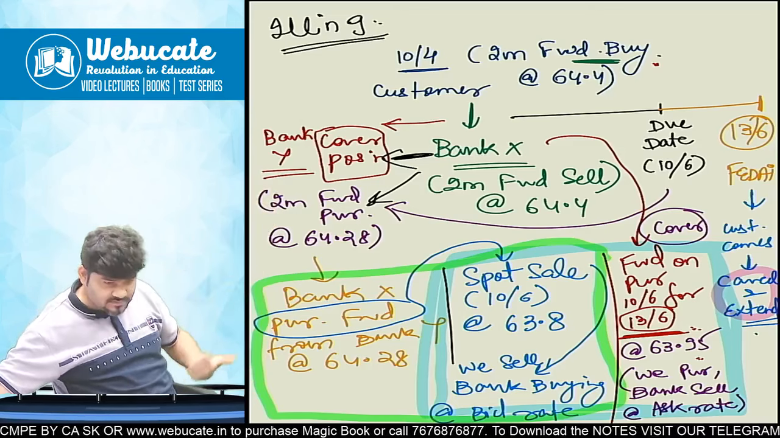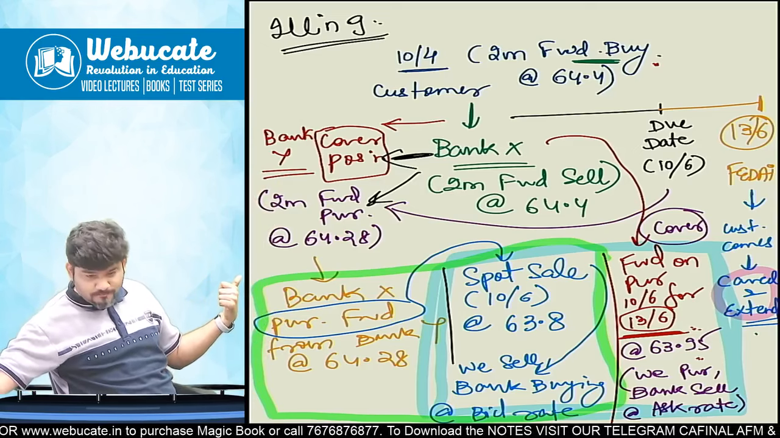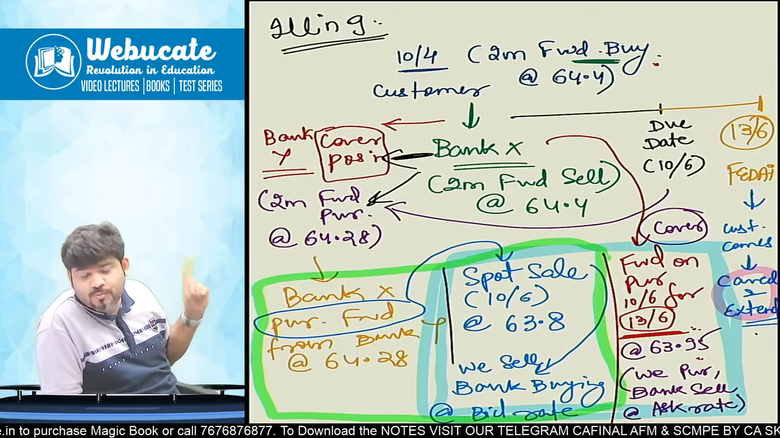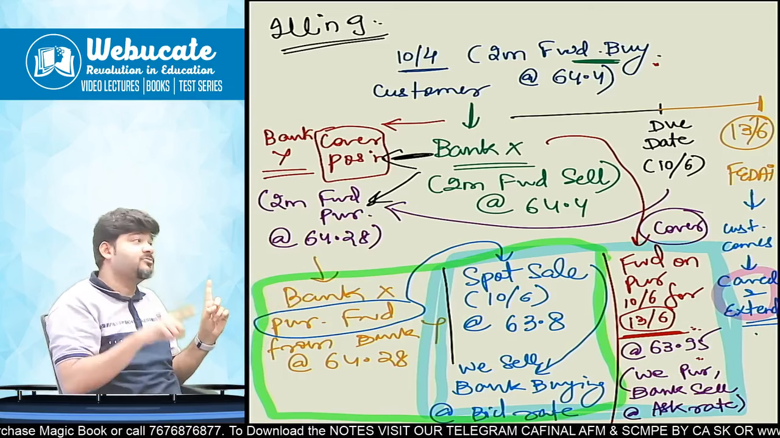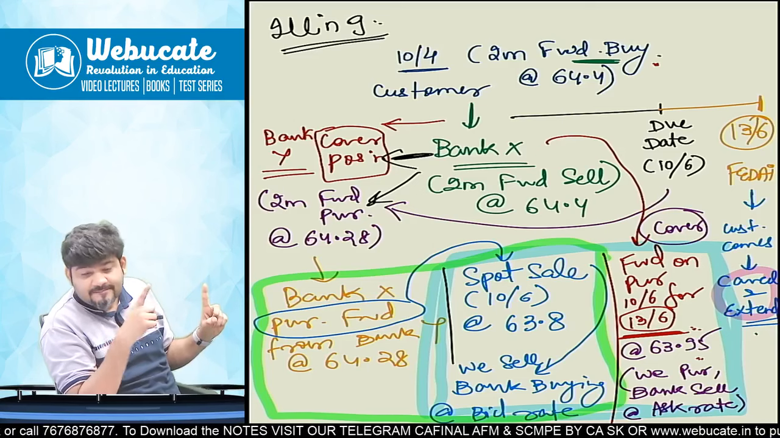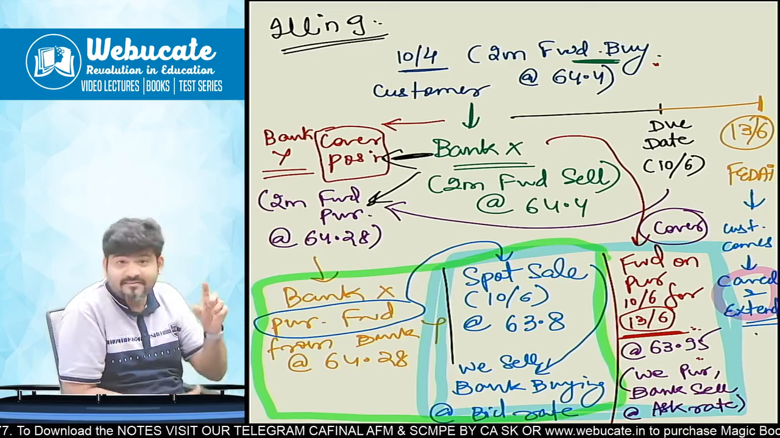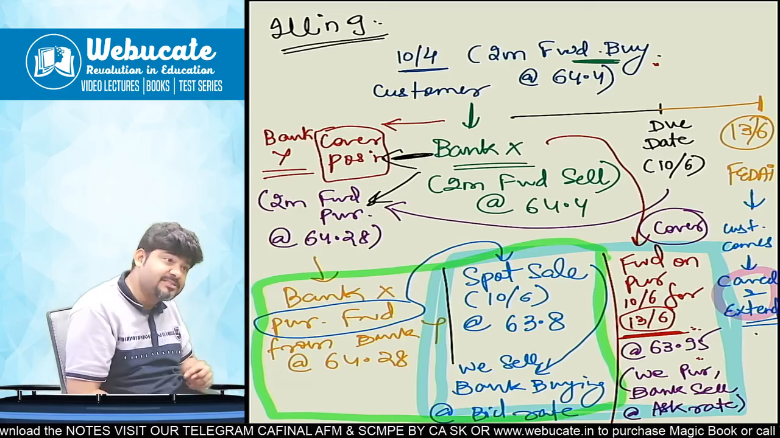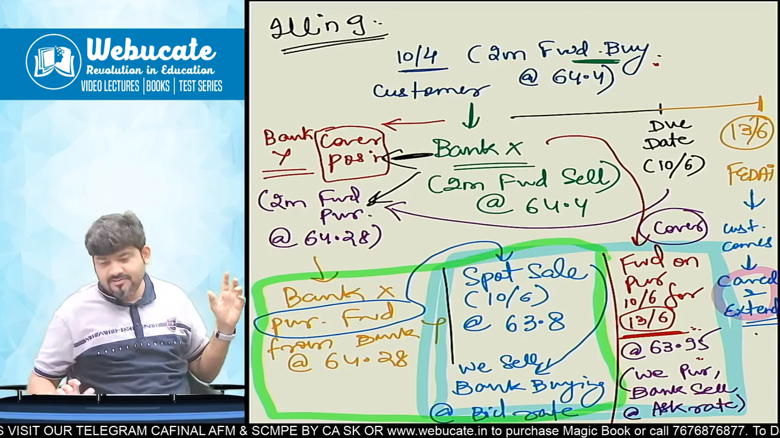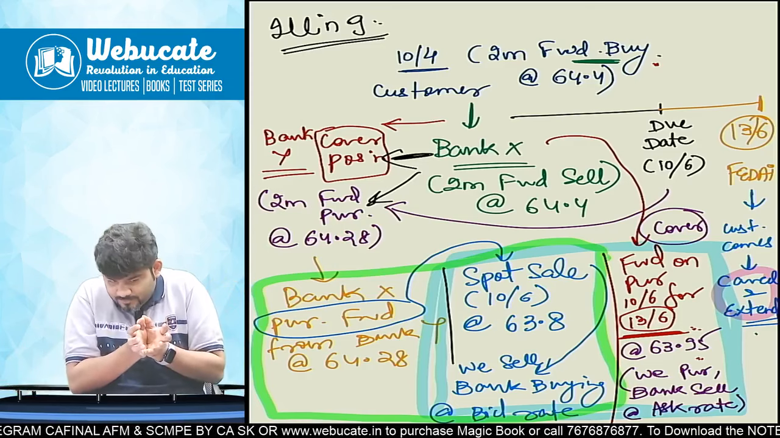How? By purchasing the forward buy. But what do I do of this $1 lakh? I will immediately sell it. So, spot sell. But what if the customer comes within these 3 days? Then what will happen? I will have to honor him. So I will do a forward purchase for those 3 days. Now whenever he wants to come, he can come. I have a backup with me. Done. So that is your swap loss.